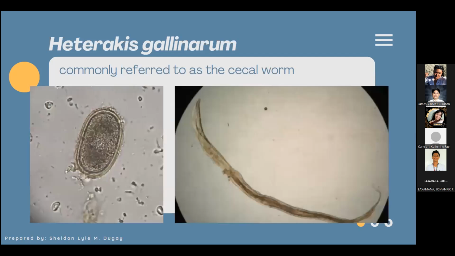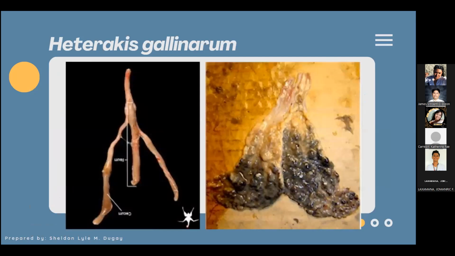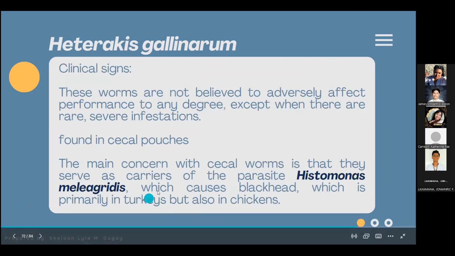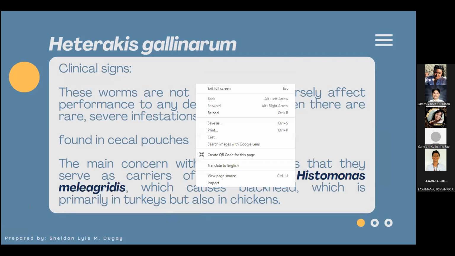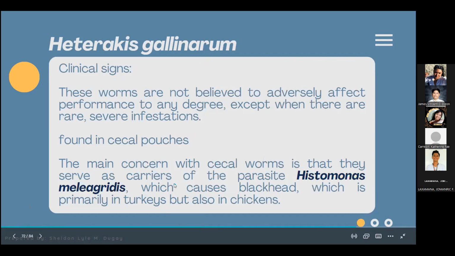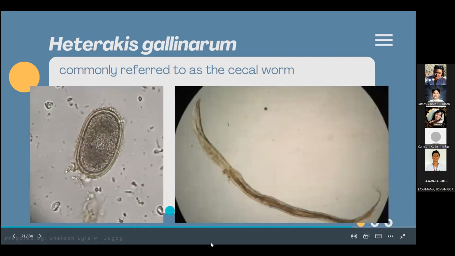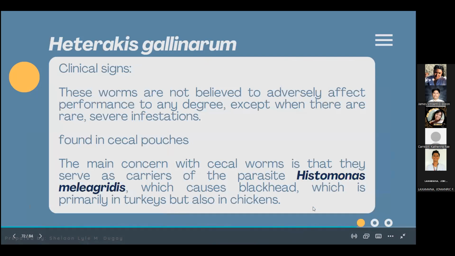Tapos, next is Heterakis gallinarum, commonly referred to as the sickle worm. So, I don't know kung napag-aralan nyo na sa zoology, yung sikum ng mga birds, dalawa, di ba? Ayan, yung dalawa. One, 1, 2. So, ito yung eggs, tapos ganito yung sa microscope ng adult.